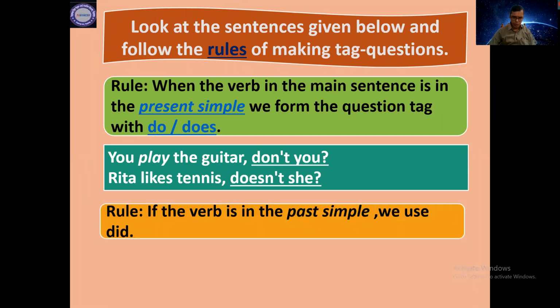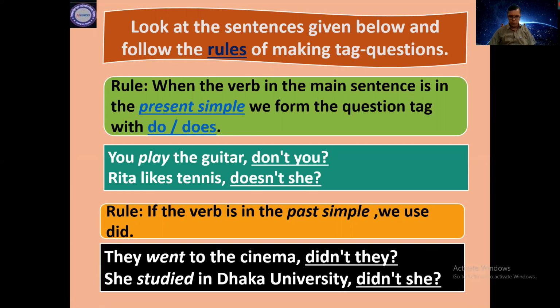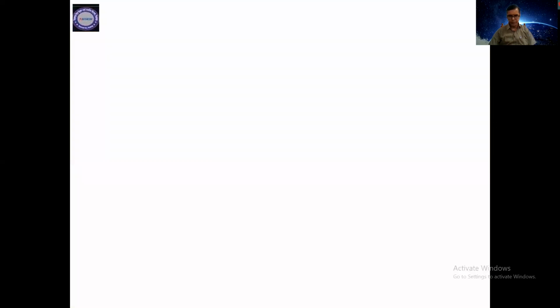Rule number 2: if the verb is in the past simple, we use did or didn't. They went to the cinema, didn't they?